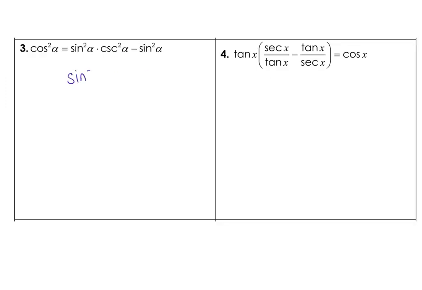So here I'll leave the sine squared of alpha. I'm going to rewrite cosecant squared. Cosecant is the reciprocal of sine. And then leave this second sine squared alone. This is easy. When I multiply anything by its reciprocal, I just get 1. Those will cancel. I just get a 1 minus sine squared. Pythagorean identity tells me that 1 minus sine squared is just cosine squared, which is what I was trying to get. All right, so go ahead and try number 4.